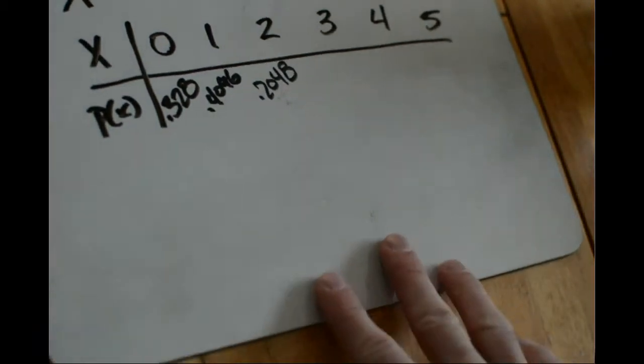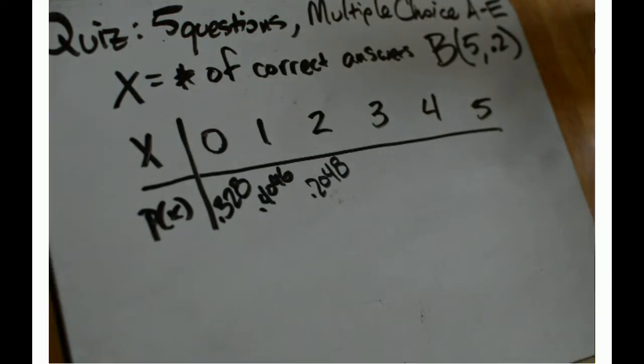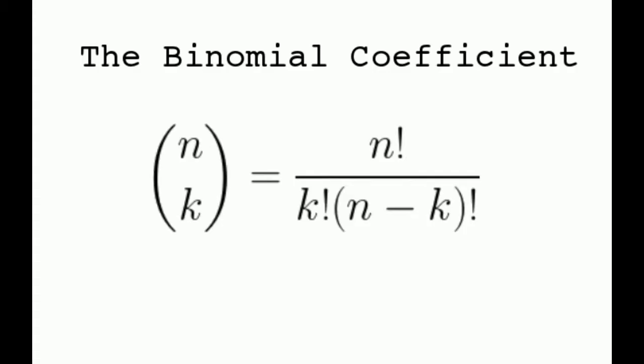So before we get to that formula, we need to take a look at something that you might have seen in class before. It's the idea of n choose k. N choose k is the number of combinations to get a certain number of successes out of a certain number of tries.